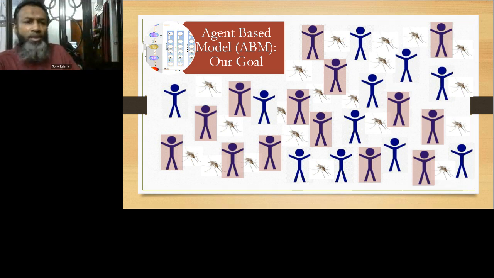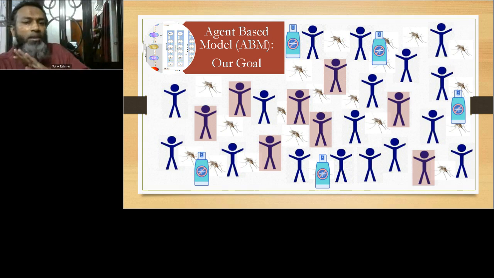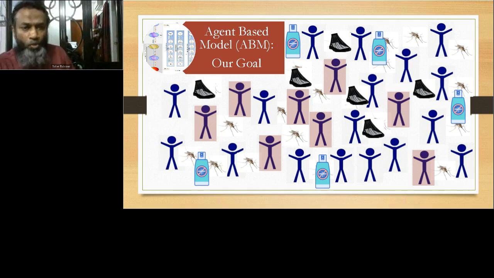But the main point is when we put an intervention, then we would expect that because of those interventions, there will be some improvement. So there will be a less number of malaria incidences and so on. Again, if we put another intervention, for example, if we provide insecticide-treated nets and so on, mosquito nets, we would expect that because of these mosquito nets, the malaria will be controlled even more. So this is the main idea, and this is our main goal.